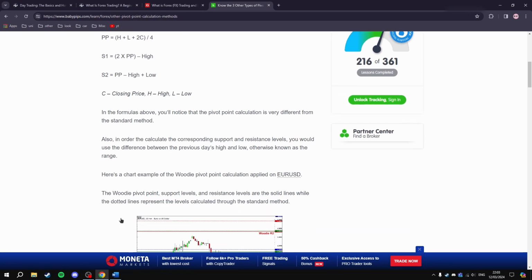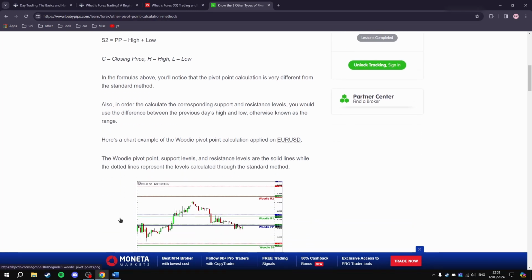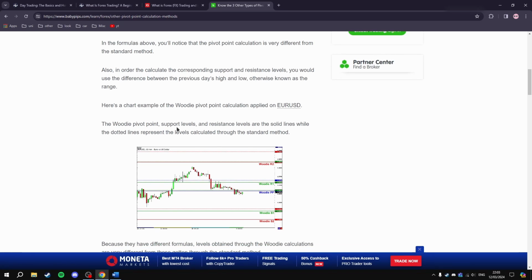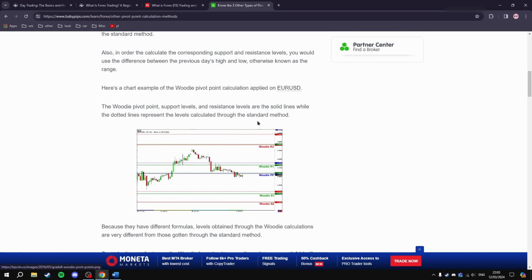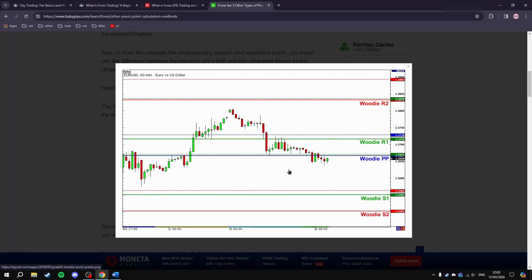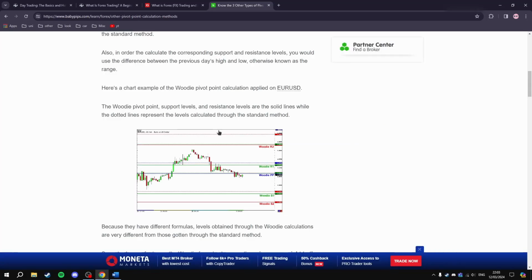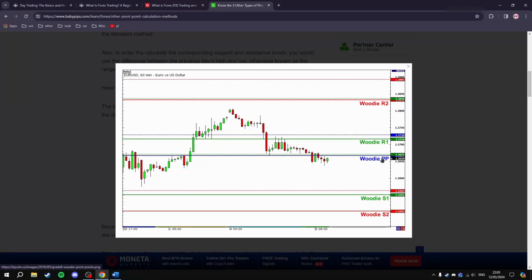Here's a chart example of the Woodie pivot point calculation applied on EUR/USD. The Woodie pivot point support levels and resistance levels are the solid lines, whilst the dotted lines represent the levels calculated through the standard method. So solid lines are Woodie, dotted lines are the normal one. The Woodie pivot point here is just a bit below the normal pivot point.